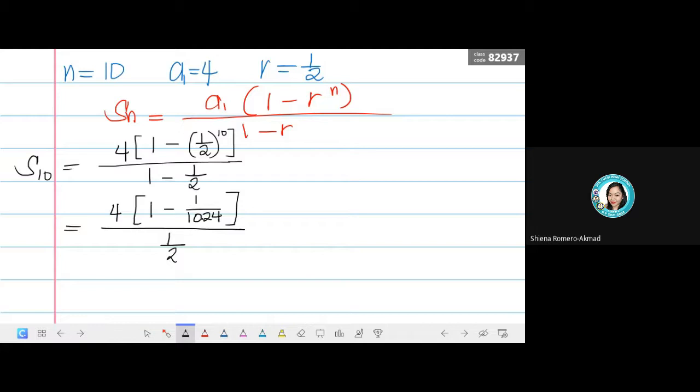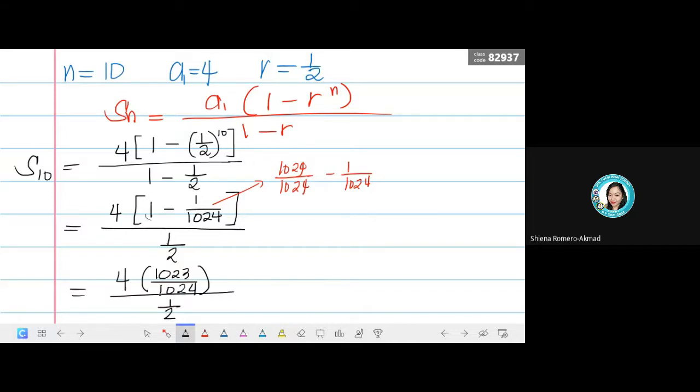Next, magmaminus lang tayo ng 1 dun sa whole. So, ibig sabihin, ito ay magiging 1,024 divided by 1,024 minus 1 divided by 1024. Okay. Next. So this is, alam nyo na yung magiging answer dyan, napakasimple, 4 times 1023 over 1024 divided by 1 half.